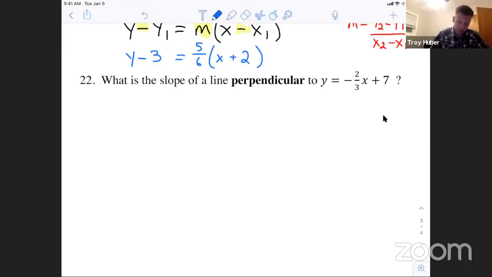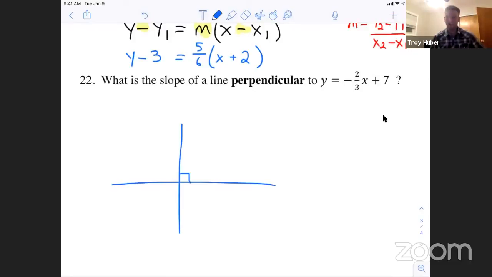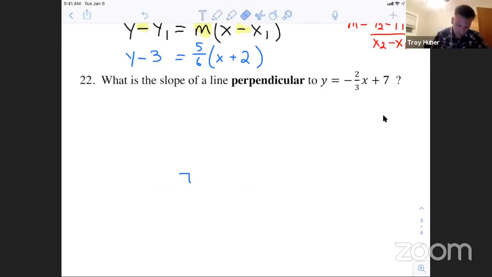Perpendicular lines form a 90-degree angle, or a right angle. So their slopes are almost going to be opposite each other. However, there's one additional piece of information. Not only are they opposites, but they're also reciprocals. So we need the opposite reciprocal.